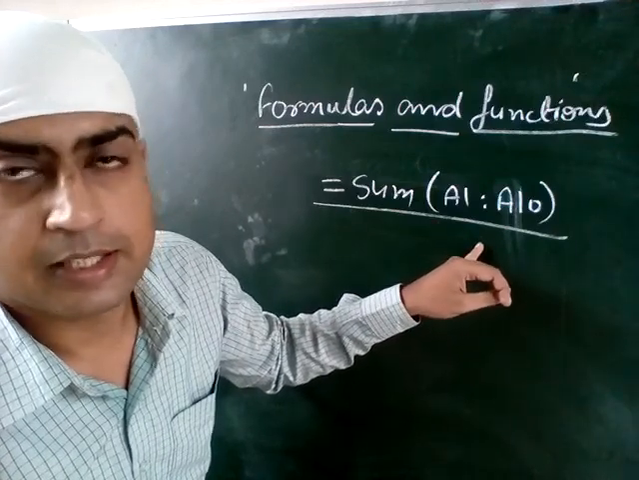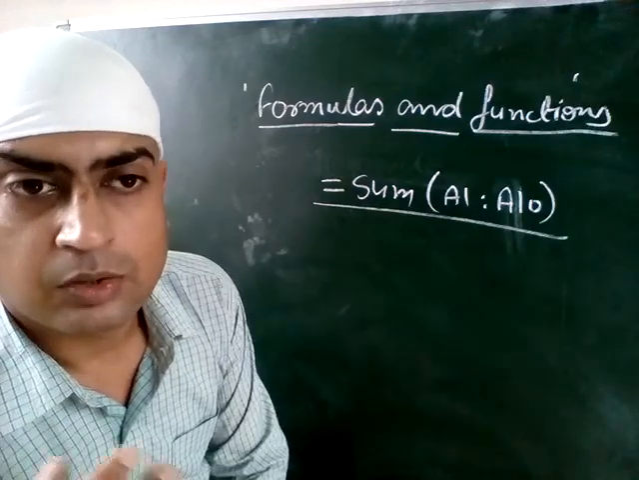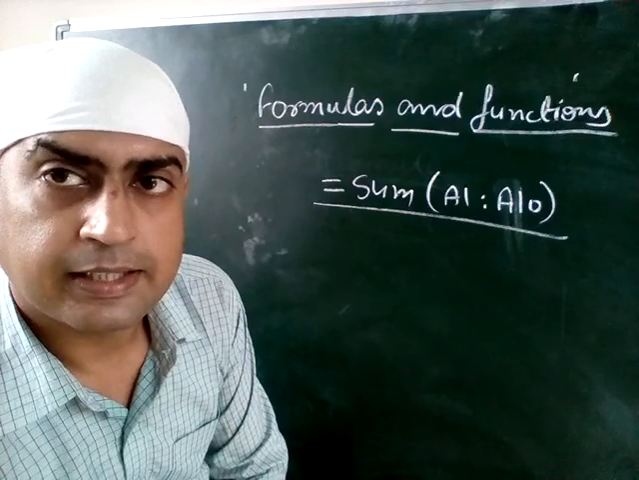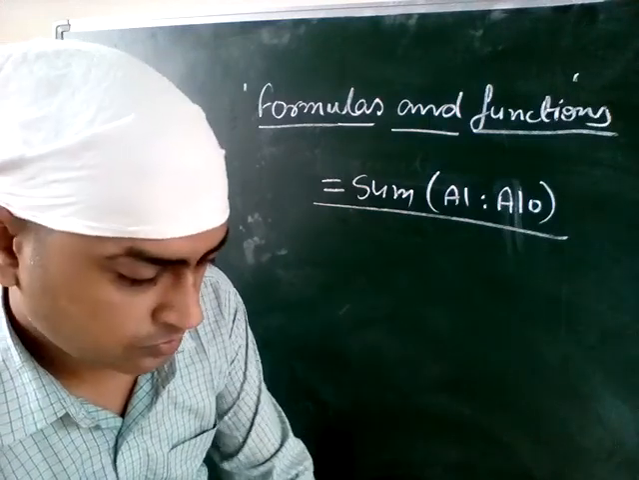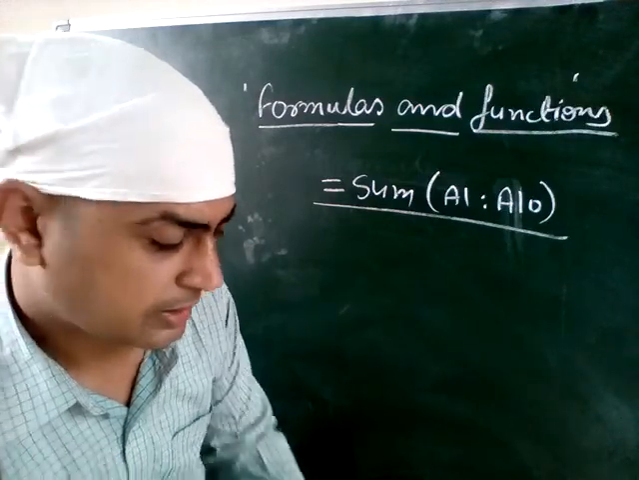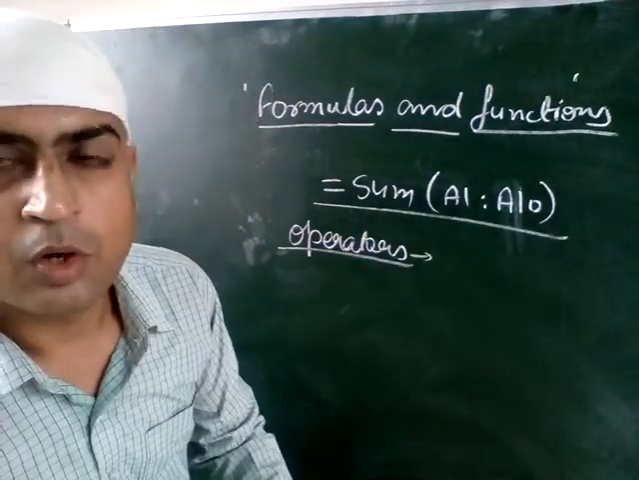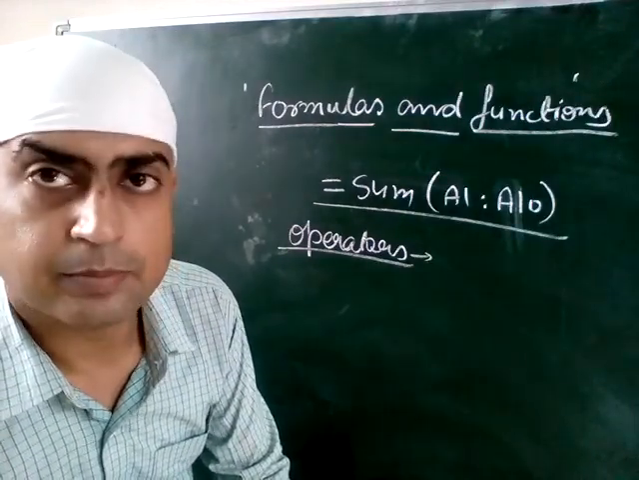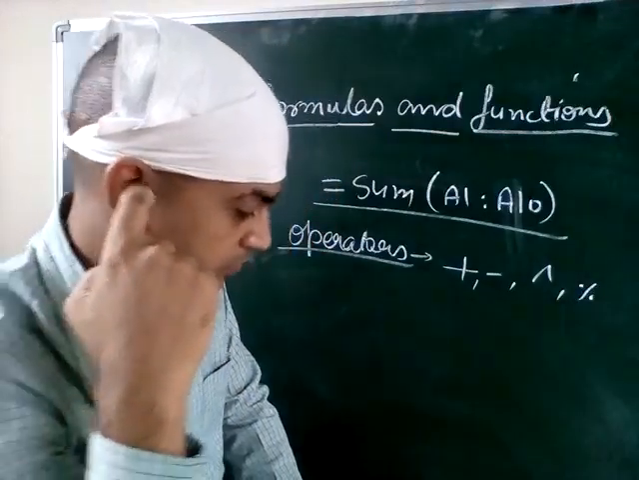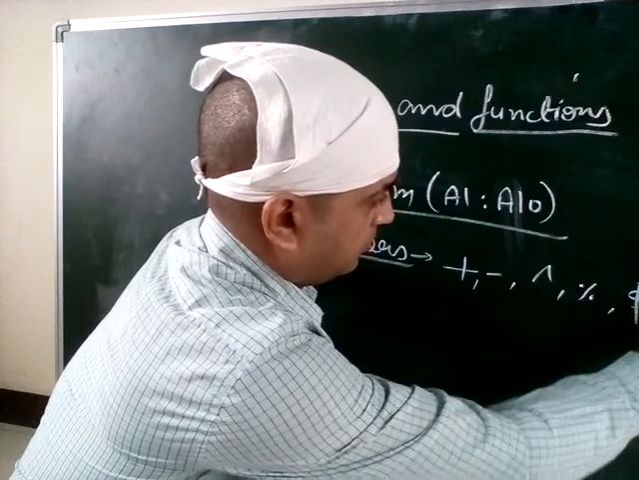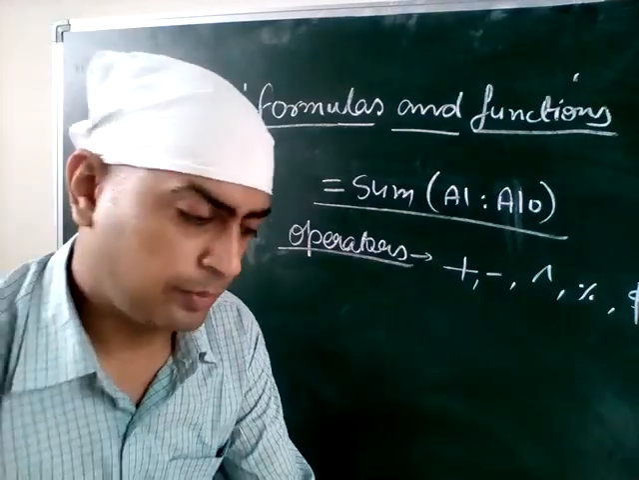A1 is the starting point. This colon represents the range. And A10 means the final value. A1 colon A10 means your values will start from A1 and go up to A10. This is called the range, and the cells which we are using are called the reference. Now operators: operators are like plus, minus, multiply, exponent, etc. This kind of symbols which we use are called operators.